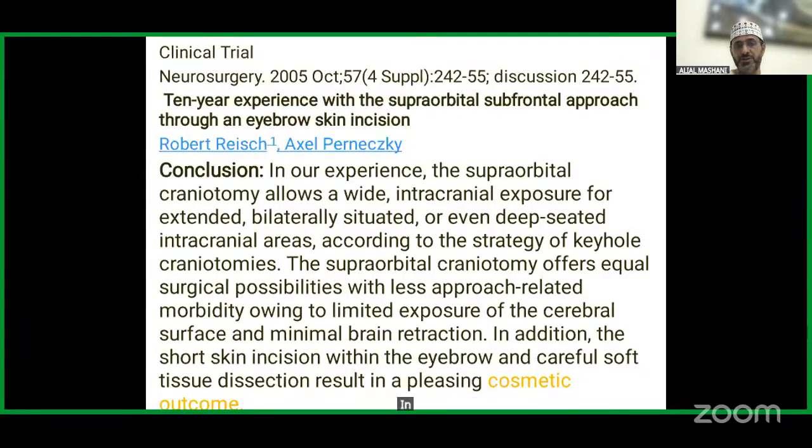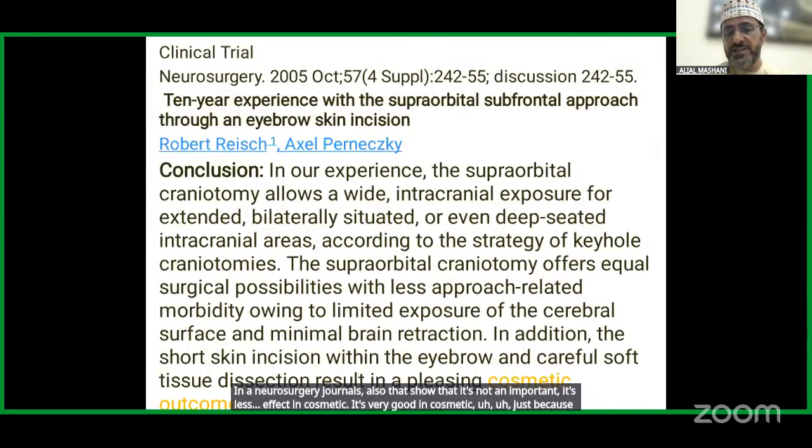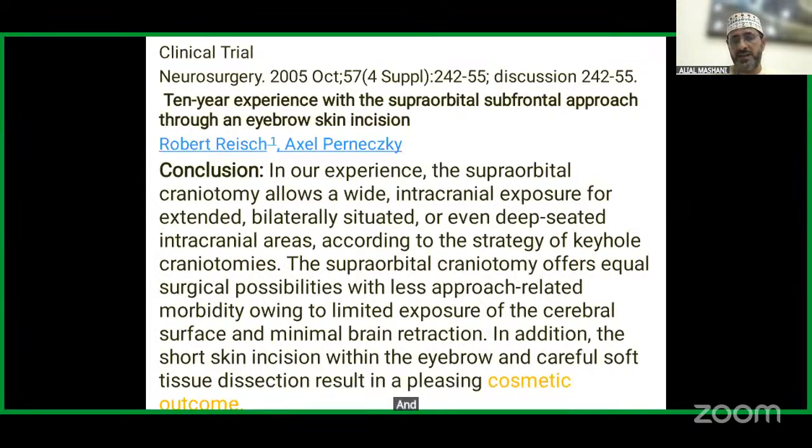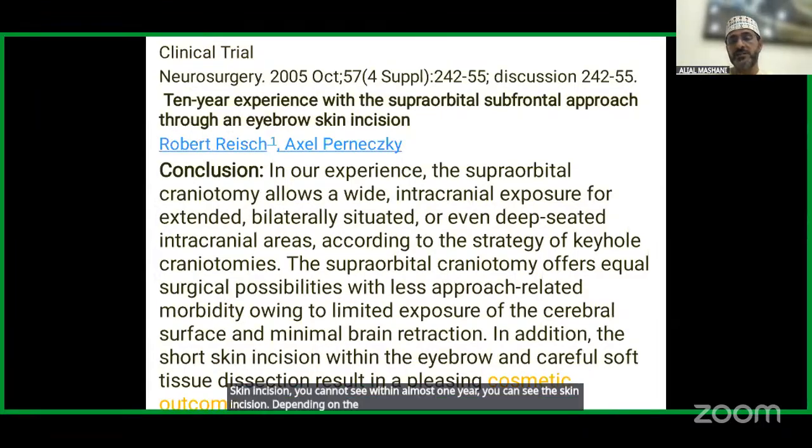In the neurosurgery journals, it also shows that the cosmetic effect is good. Some surgeons say the incision is very ugly on the face and so on, and I think that's not the case, because in some patients, even after almost 1 year, you cannot see the skin incision. It depends on the patients, but it's very good cosmetically. Next case.